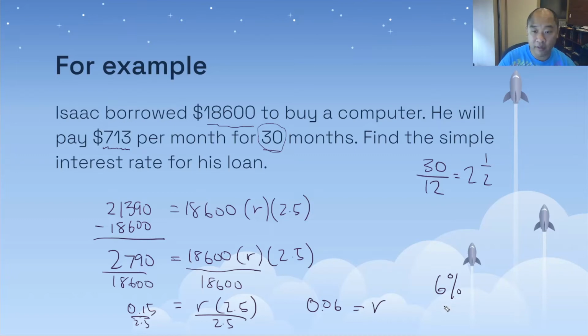Okay, so I'm going to walk you through all that again. This is the principal. This is how much he pays in total every month for 30 months. So you multiply these two together to get how much he pays back. Then you subtract back out the 18,600, which is how much he borrowed, to get the amount that he pays in interest, right? Then you write that into the equation. You know the interest, you know the principal, you know the amount of time. The time is 2.5 because that's 30 months in years. You divide it by 12, it's 2.5. And then you divide by 18,600 and you divide by 2.5 on both sides to get 0.06 equals R, which is 6%. Okay.